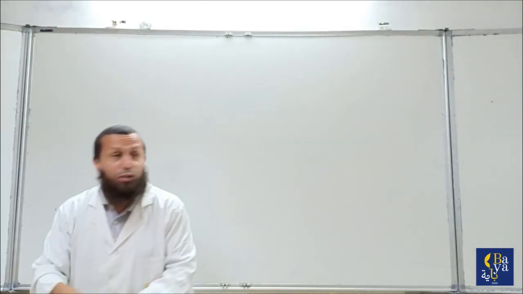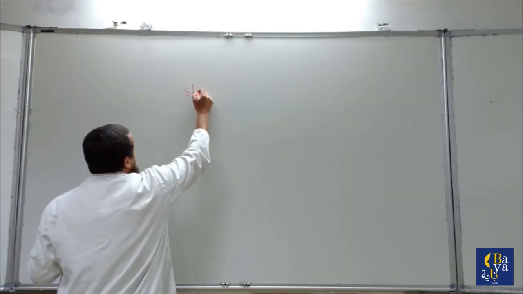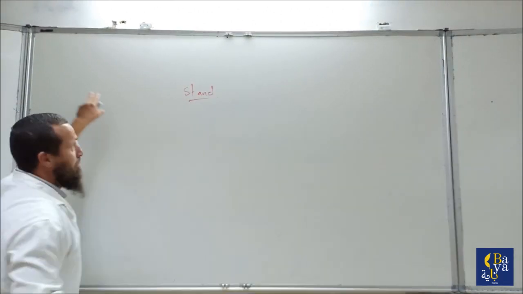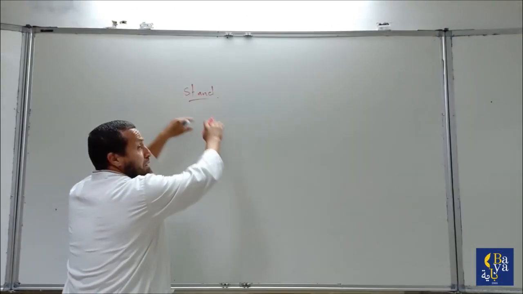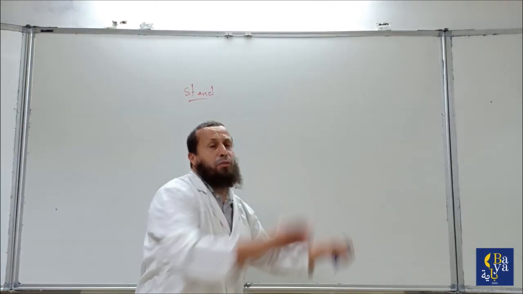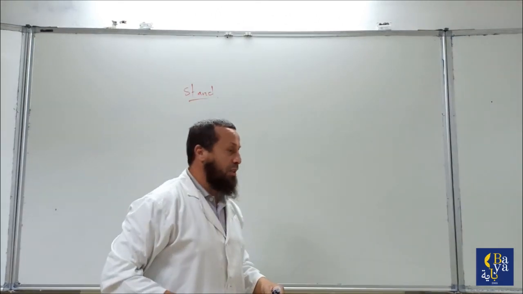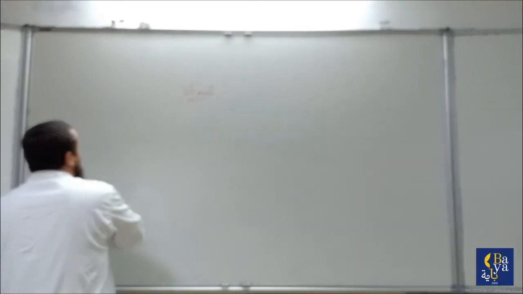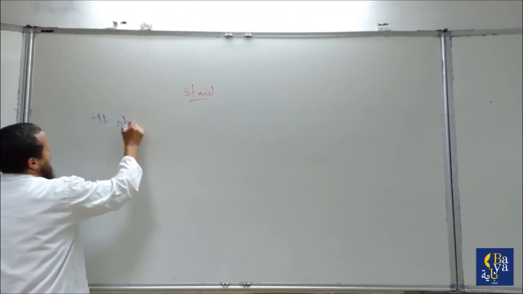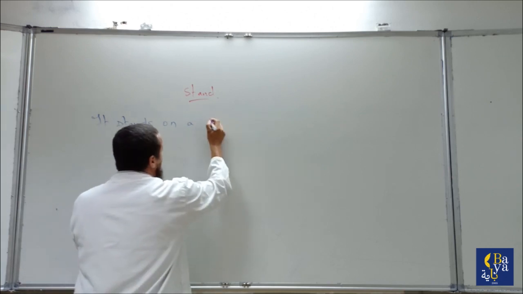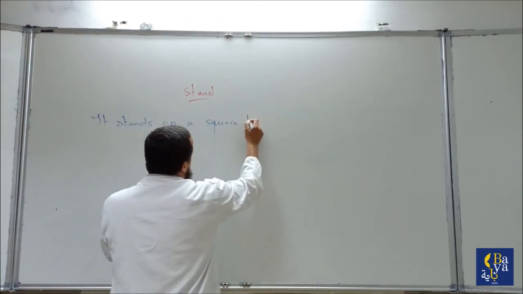The second group is the verb stand. The first is to be and the others. Now, the verb stand and all the other verbs. And be careful what I'm saying. And all the other verbs. Stand. It stands on a square base.